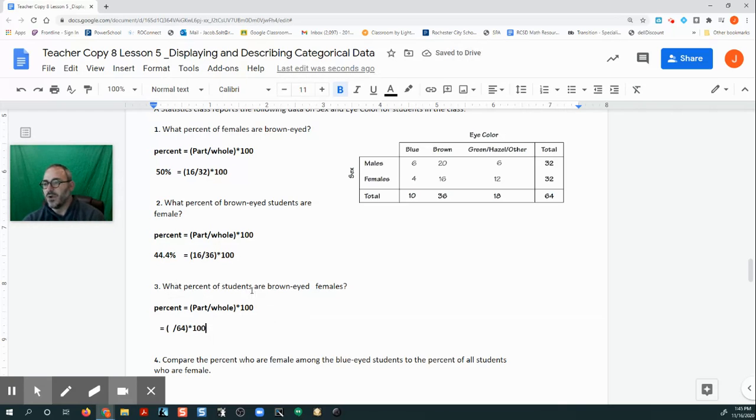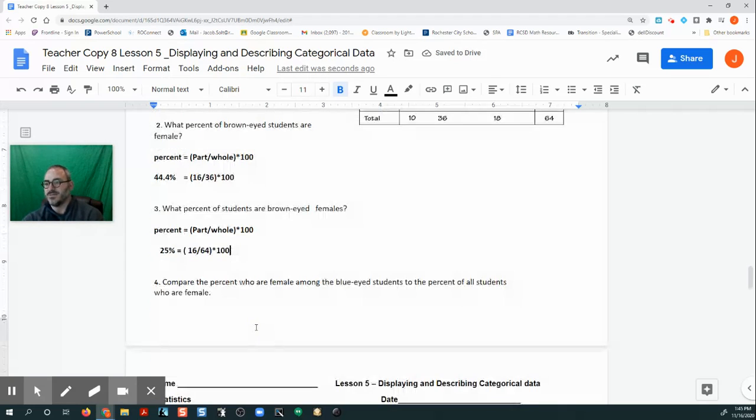What's the part? What percent of students are brown-eyed females? Okay, brown-eyed females is definitely my part. My part is 16. So I got 16 divided by 64. Isn't that 1/4? 16 divided by 64. Yes, that's 1/4. Or 25%. 25%, right? My part, 16 brown-eyed females divided by the whole of 64 total students times 100.